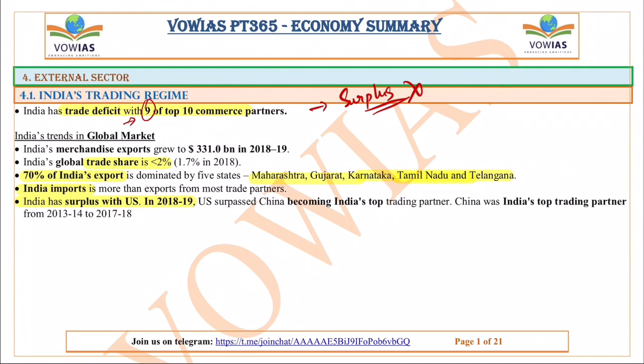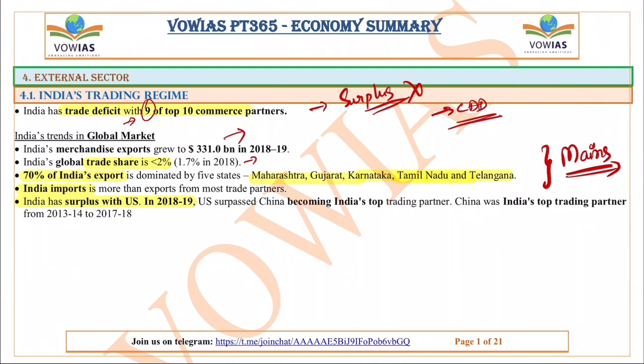You can even understand this with the help of the current account deficit what we have. Okay? So if you see the global trends, India's merchandise exports grew up to 331 billion in 2018-19, and India's global trade share is less than 2%. Okay, it's 1.7% in 2018. It will remain almost the same. It will not vary much, right? So see guys, this type of data you can even use in your mains answer writing. So just keep a close eye on this type of data, which will be very helpful for your mains answer writing as well, right?